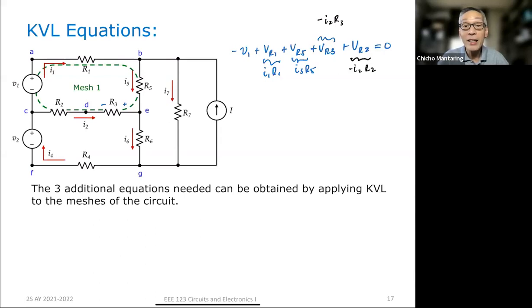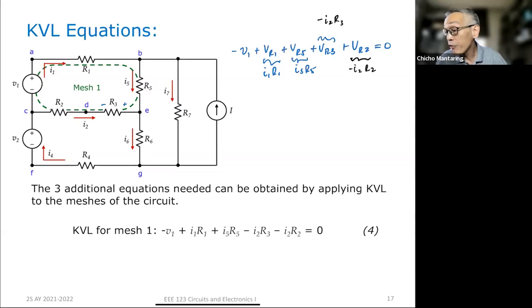Okay, was that clear? The reason is we're going clockwise, and this equation assumed that the polarity is plus, minus, plus, minus, plus, minus, plus, minus. But the actual polarity here is opposite. Therefore, this has to be negative, and this also has to be negative. So that's what you get for mesh 1. Any question with regard to that?